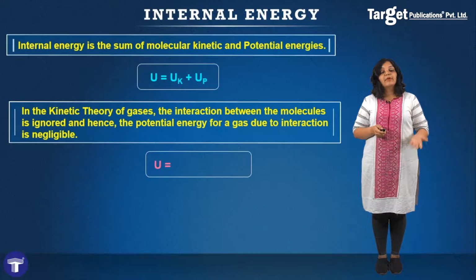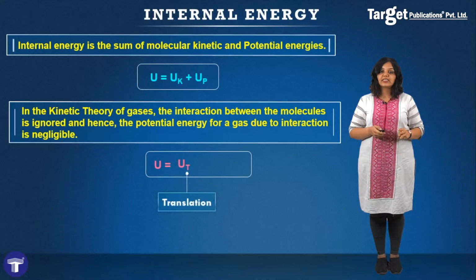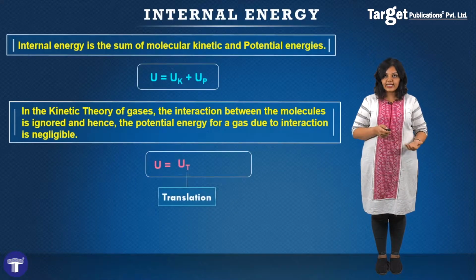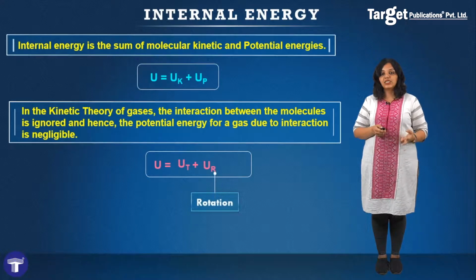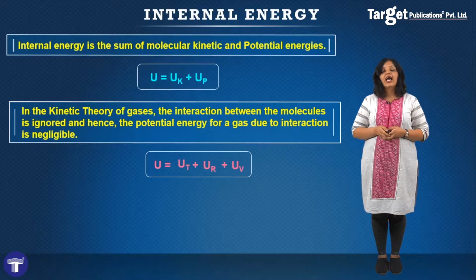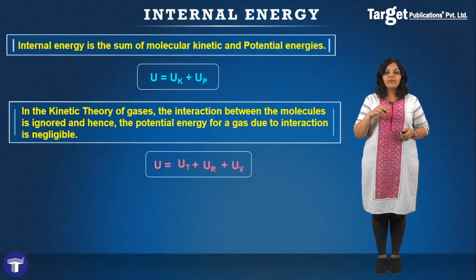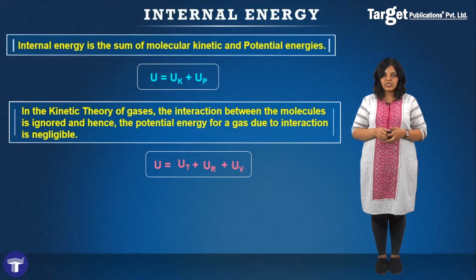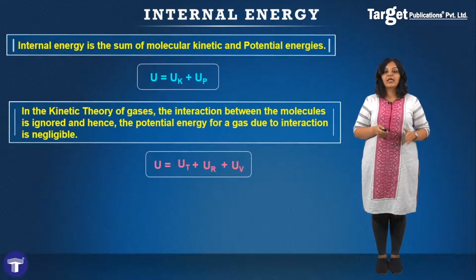the molecules. But even in kinetic energy, there are three aspects. The first one is the translational kinetic energy, the second one is the rotational kinetic energy, and the third one is the vibrational kinetic energy, and therefore the internal energy is a sum of these three types of kinetic energies. So U is equal to UT plus UR plus UV.